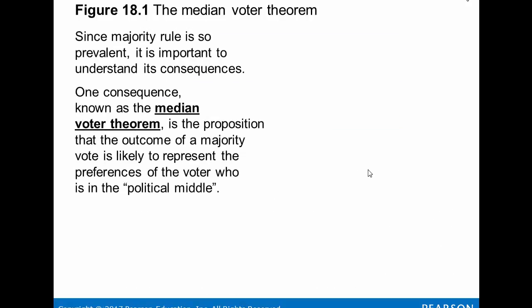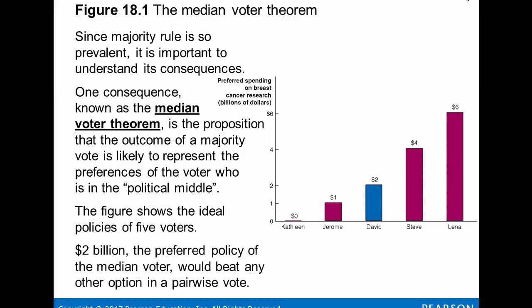Then there is the median voter theorem. Since majority rule is so prevalent, it is important to understand the consequences. One consequence, known as the median voter theorem, is the proposition that the outcome of the majority vote is likely to represent the preferences of voters who are in what we would call the political middle. The figure shows the ideal policies for five voters. The $2 billion policy preferred by the median voter would beat any option in a pairwise vote.